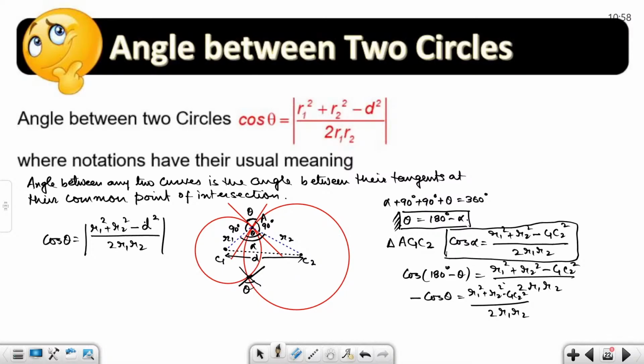So what is that? Your cos theta is modulus of r1 square plus r2 square minus d square divided by 2 times r1 into r2, where d is the distance between their centers and r1, r2 are the radii of the given circles respectively. Is it clear now? Absolutely. So we have to remember this formula. Okay.